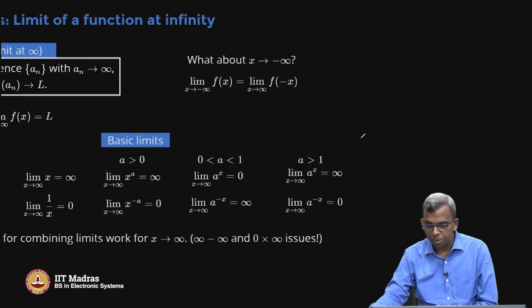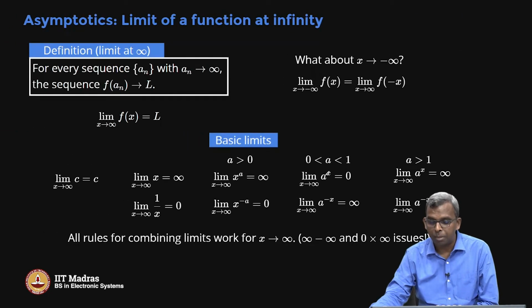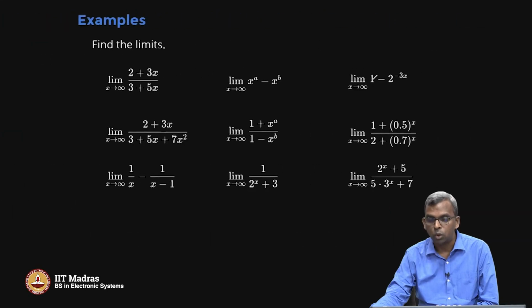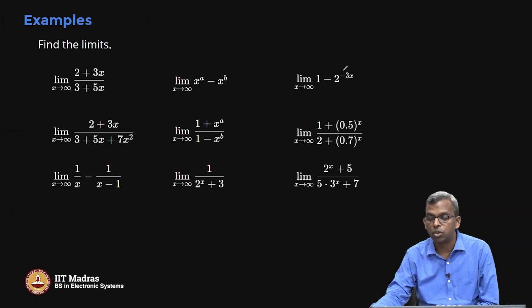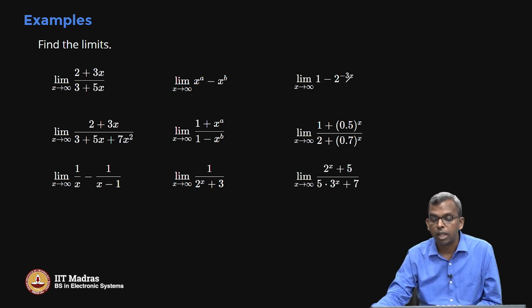Okay. So, you go to your basic limits. If a is less than 1, a power x as x tends to infinity goes to 0. So, this part goes to 0. As x tends to infinity, 1 minus 2 power minus 3x tends to 1. Okay. So, this goes to 0. This 1 stays by itself. It is a constant function. Okay. So, this goes to 0. So, this 2 power minus 3x.